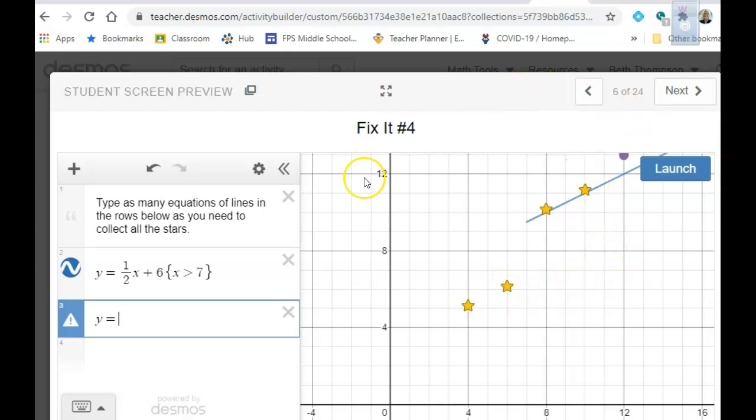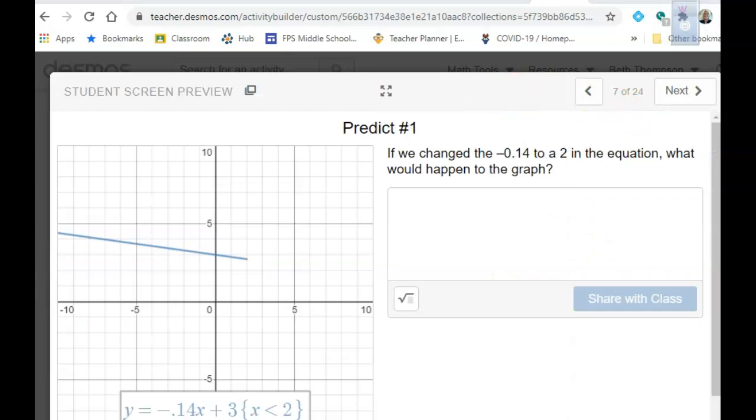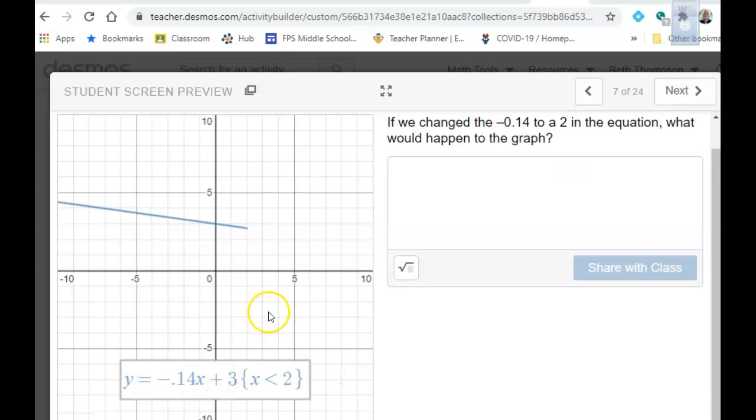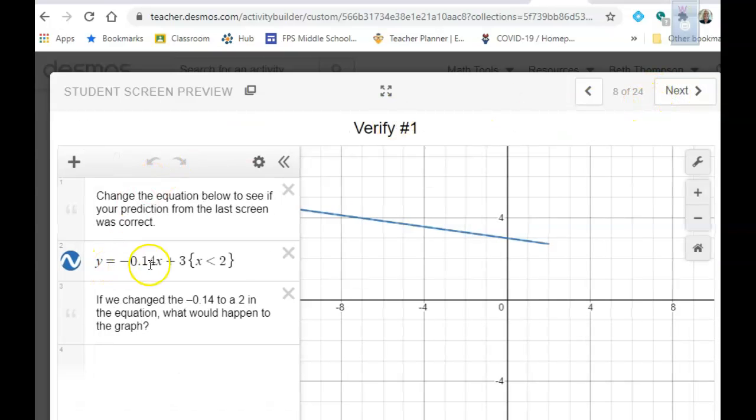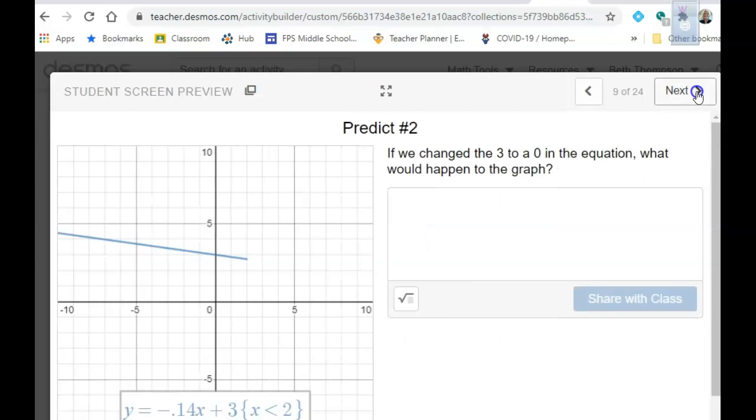Is that making sense? Next is the predict question. So they give you this equation down here, and it says predict if we change negative 0.14 to a 2 in the equation, what happens to your graph? So you can't actually change anything, right? So you're going to just explain what you think happens. And then the next screen, you're going to actually make that change from the 0.14 to the positive 2, okay? So you're going to keep going as you are doing this, okay?